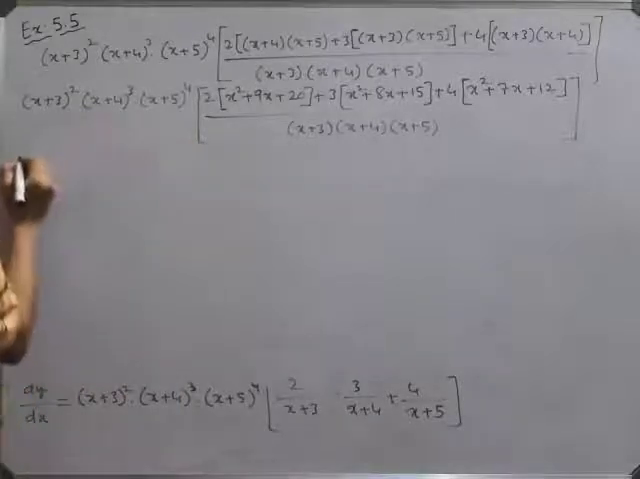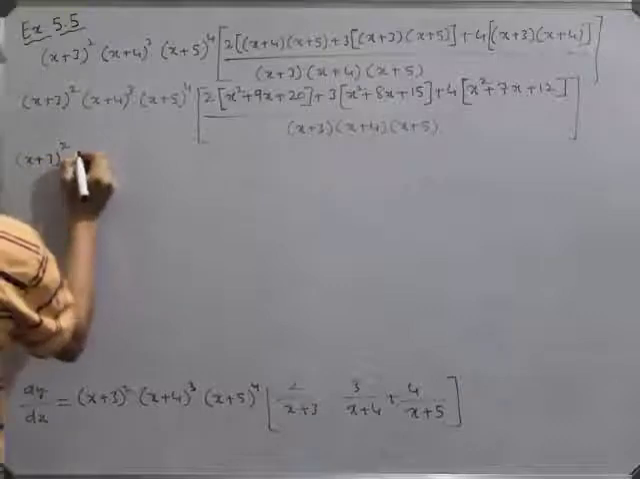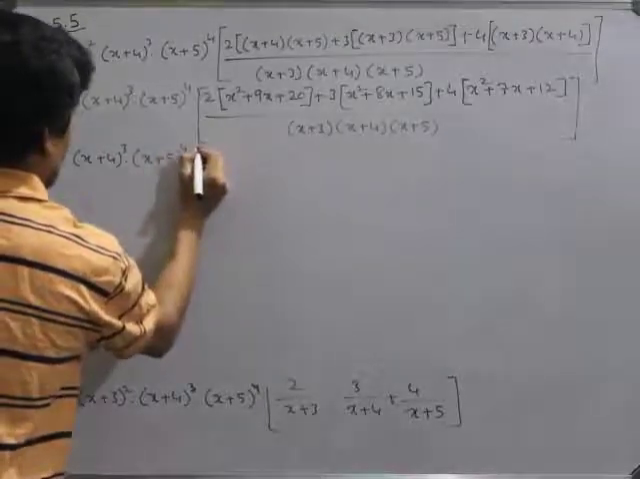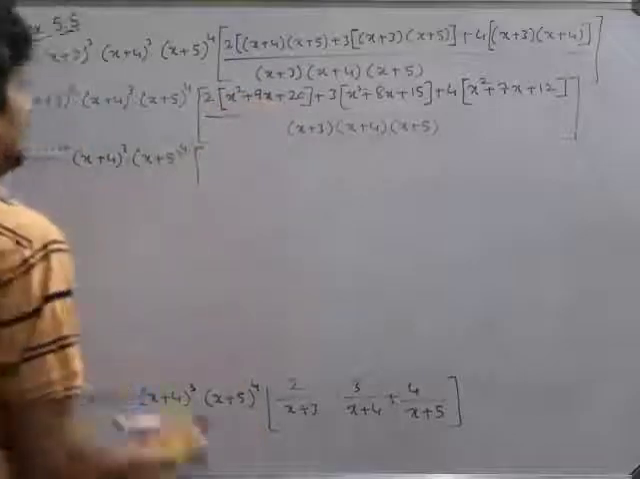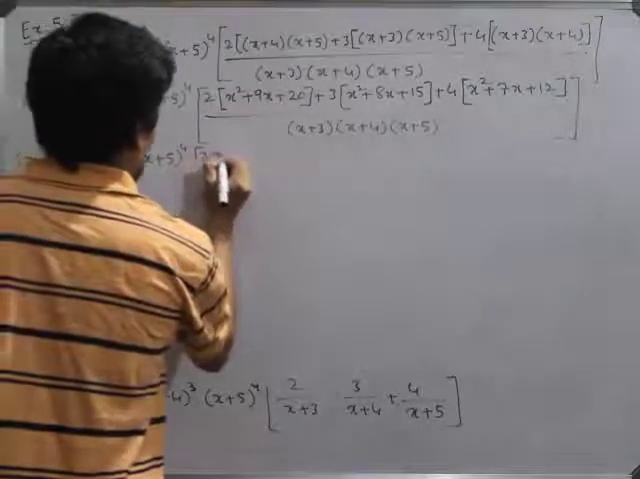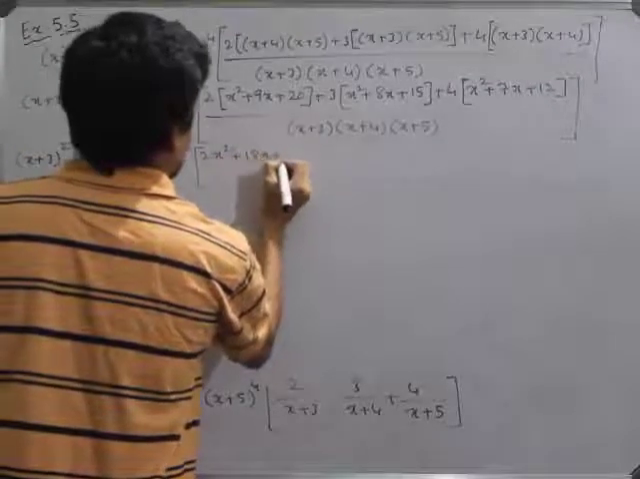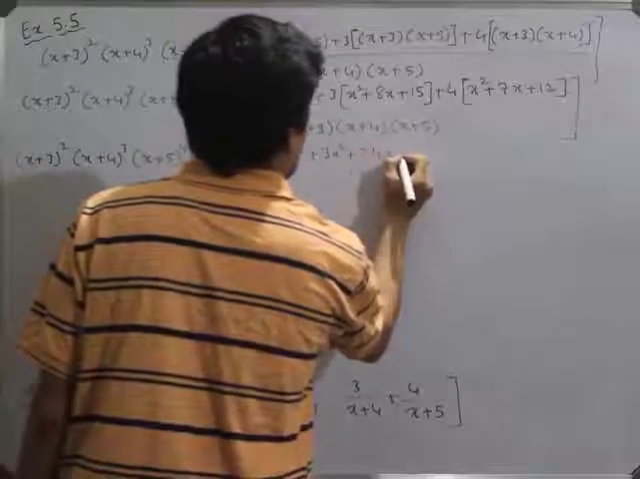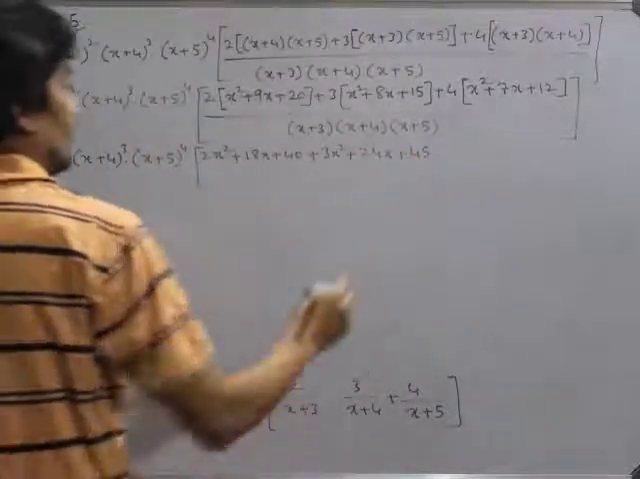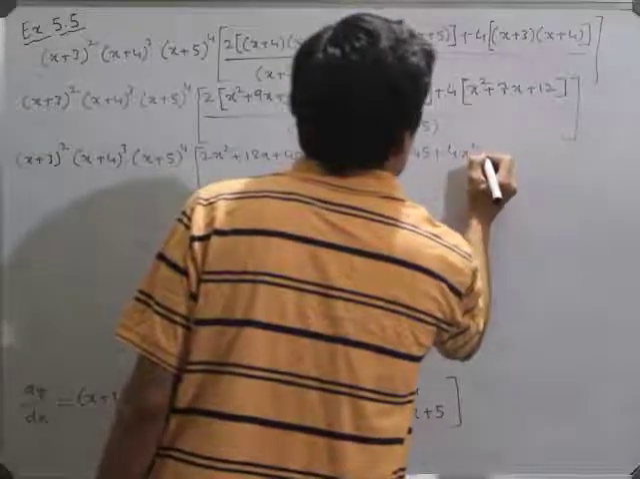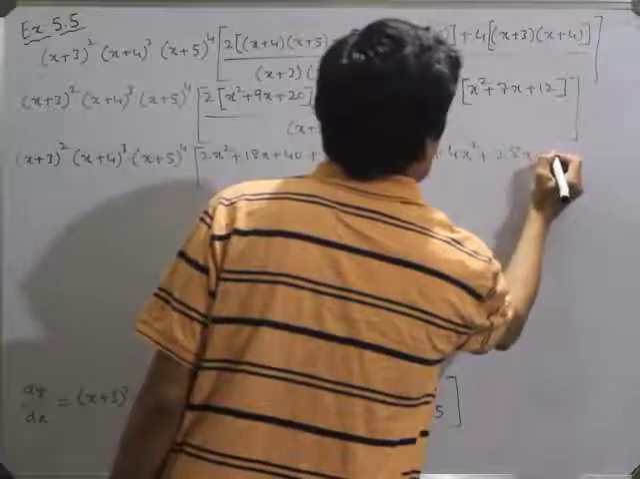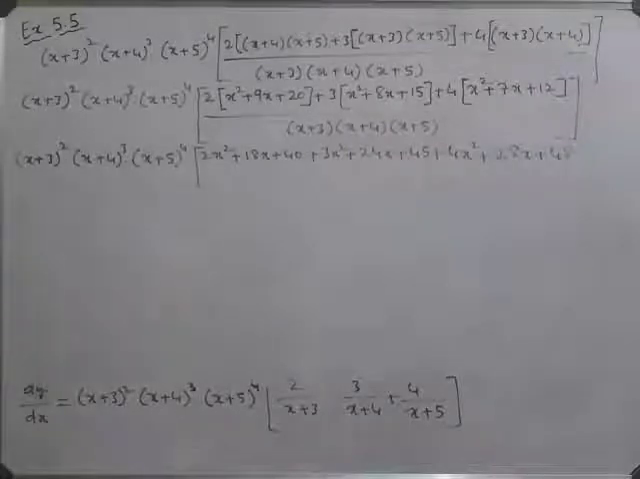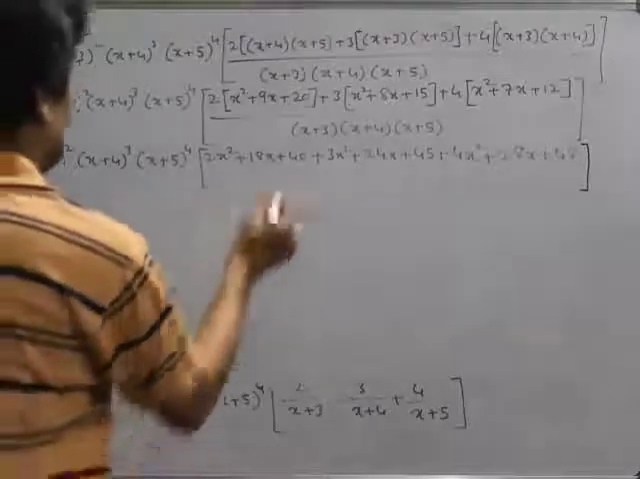Next, write these as it is: (x+3)^2 into (x+4)^3 into (x+5)^4 into, now multiply this, 2x^2 plus 18x plus 40, plus 3x^2 plus 24x plus 45, plus 4x^2 plus 28x plus 48. Okay, so this is it.